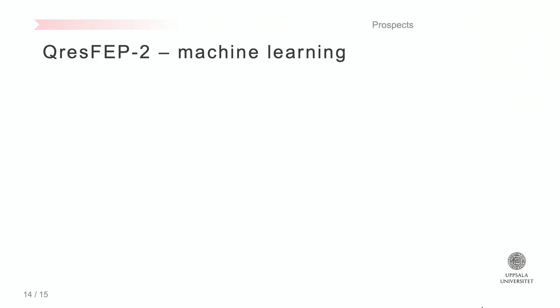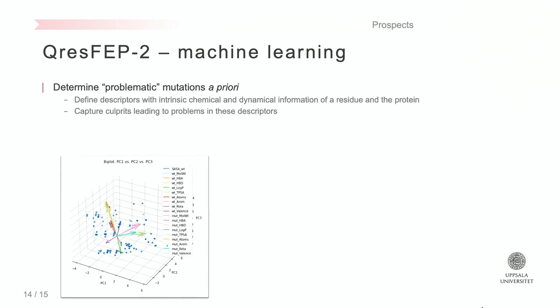So now for the future prospects, we would like to try to determine problematic mutations a priori. Even with the cherry-picked results, we still see some large outliers, and we would like to understand why these particular mutations are still outliers. So we'd like to define some descriptors with intrinsic chemical and dynamical information of the specific residue mutating, but also the full protein. And hopefully with these descriptors we can capture certain culprits that lead to the problems for these mutations.